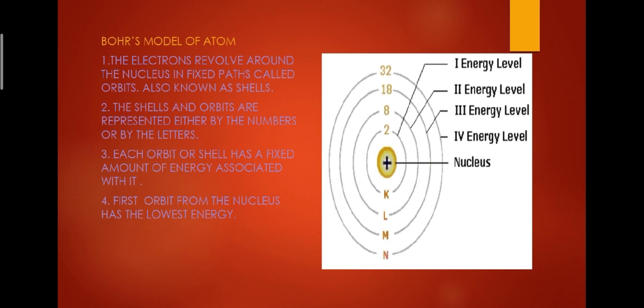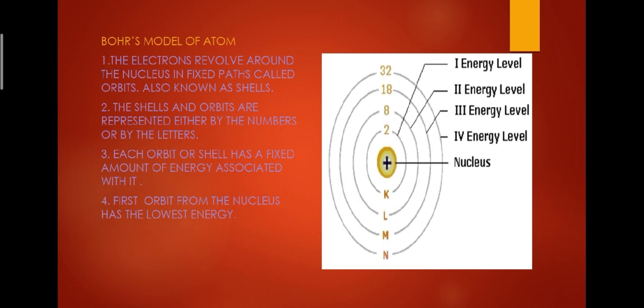The first orbit from the nucleus, the K shell, has the lowest energy, and the second orbit, the L shell, has higher energy than the K shell. When we move from K to L, L to M, M to N, the energy increases. So K is the innermost shell and has the lowest energy, L has higher energy than K, M has higher energy than L, and N has the highest energy. Electrons will not lose energy as long as they are revolving in their particular energy level. Suppose one electron revolves in the K shell, it will not lose any energy while it is revolving in the K shell.